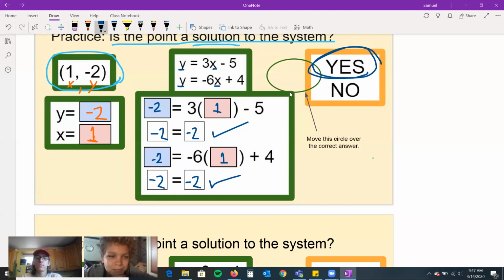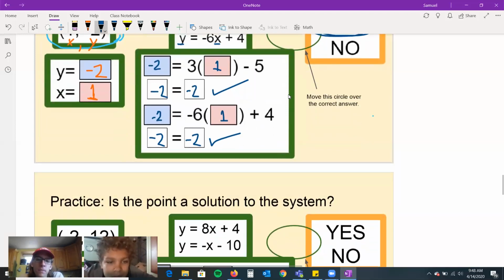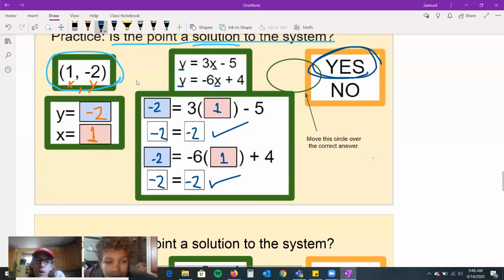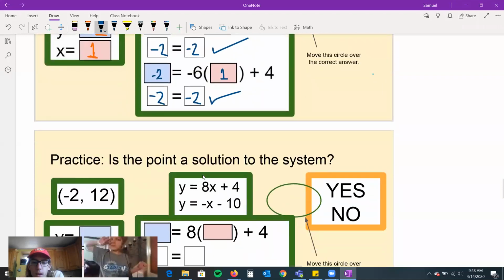Yes. All right. So all we're doing is substituting a coordinate pair in and seeing if it gets a true statement, like 2 equals 2, 5 equals 5, things like that. Just make sure when you plug them in that you solve carefully, do order of operations, okay? This was just 2 steps, 3 times 1 and then minus 5. Just make sure you're careful. All right.